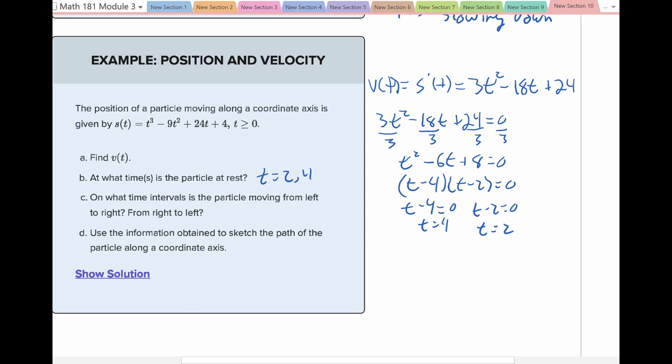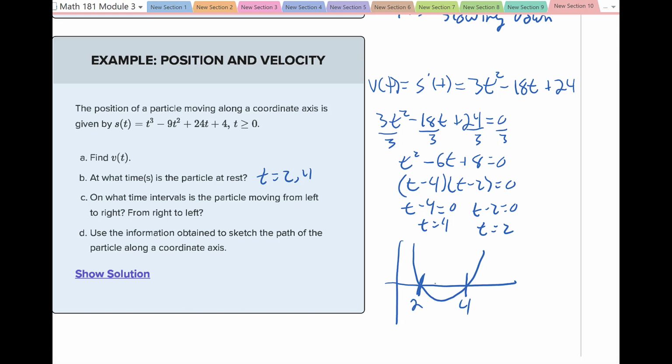On what time intervals is the particle moving from left to right and right to left? So for that, I just thought about this graph. This is a parabola that is opening up. You can make this more complicated, but it's as simple as we know it crosses at 2 and 4, and if it opens up, it's positive from 0 to 2 and from 4 to infinity. But from 2 to 4, it's negative.